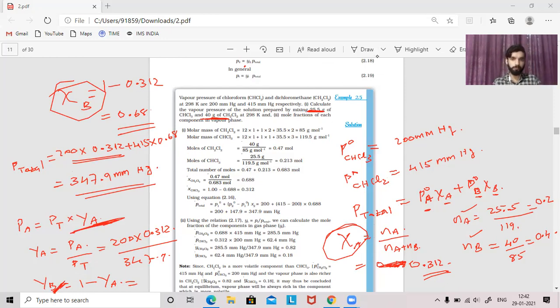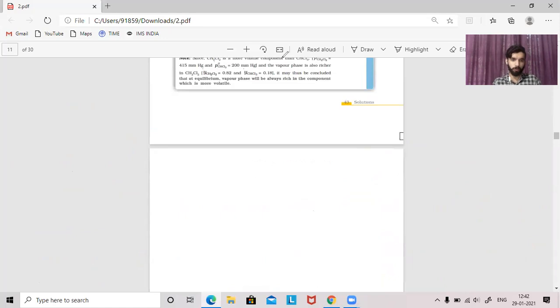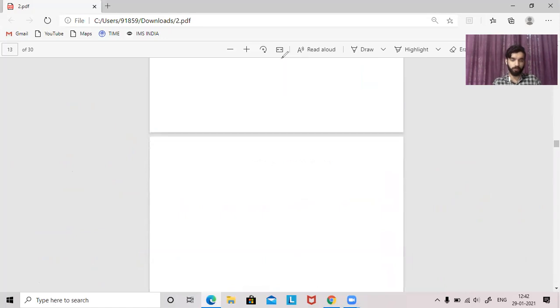Okay. Maybe we can do one more question on Raoult's law. One more question is there in the NCERT on Raoult's law. We'll do that also.